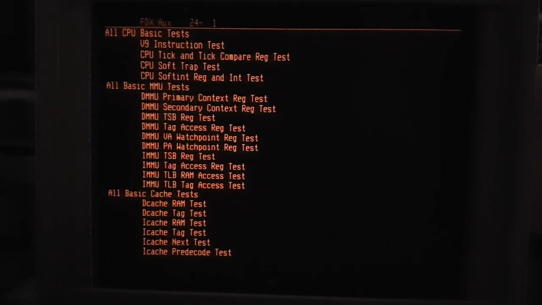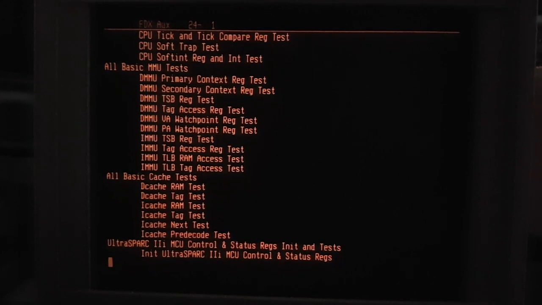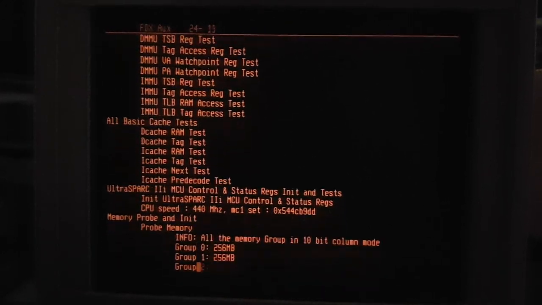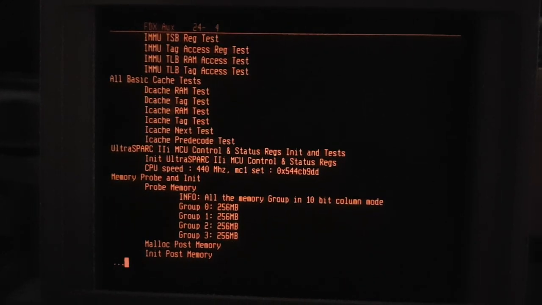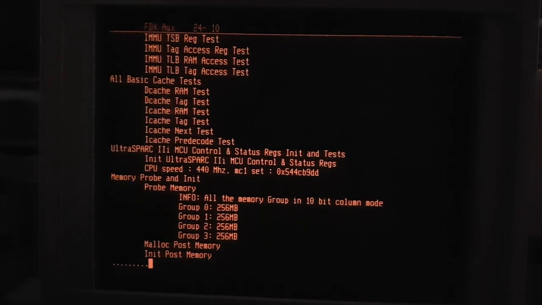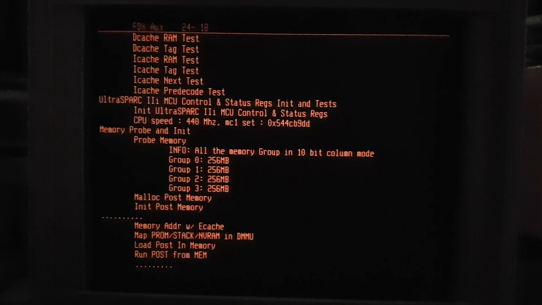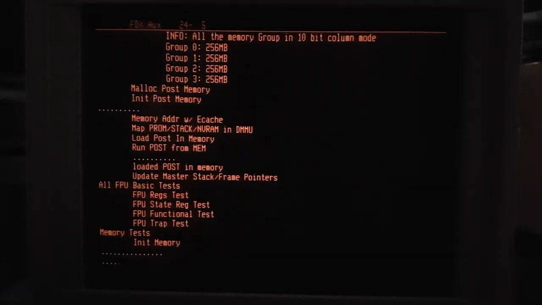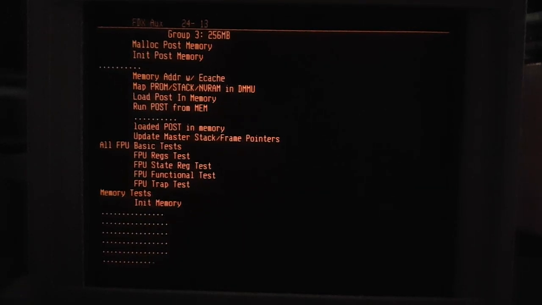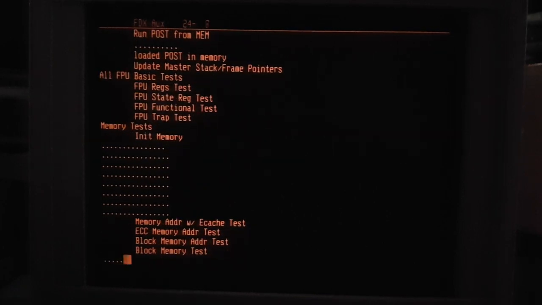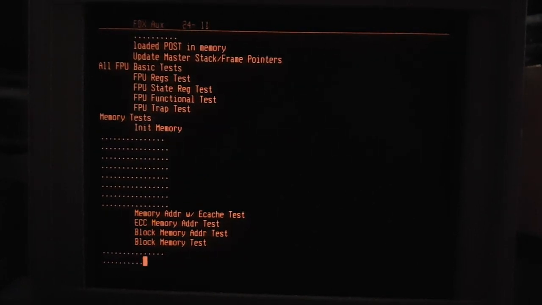64 gig of ECC memory. Pretty much the fastest SPARC 64 processor you could buy at the time. And it's a brick. You can't run anything on it. You can't run Linux. You can't run NetBSD. You can't run anything on it. It's garbage.